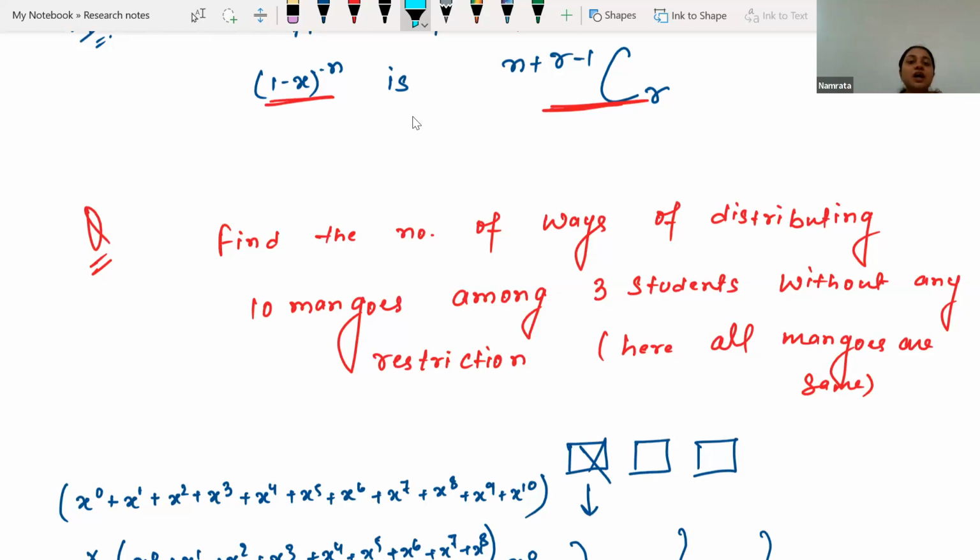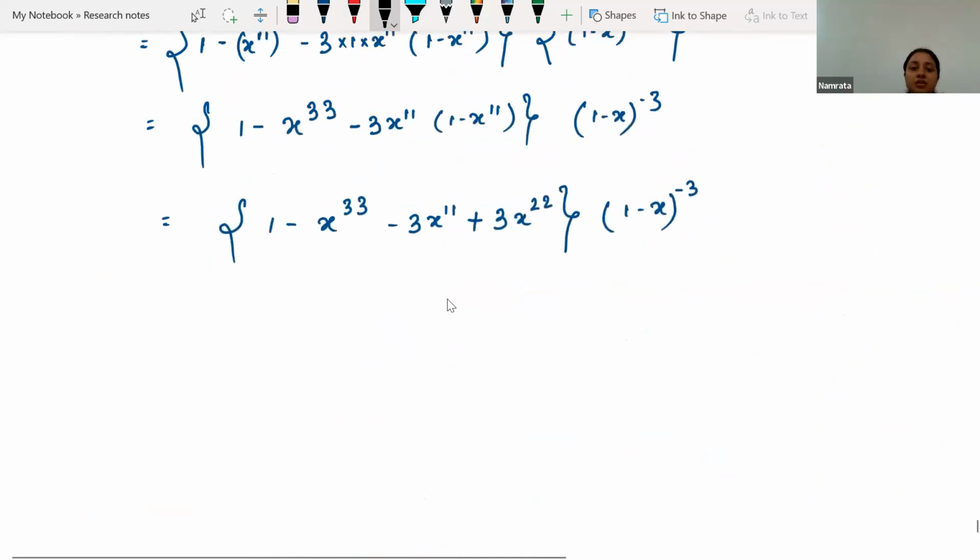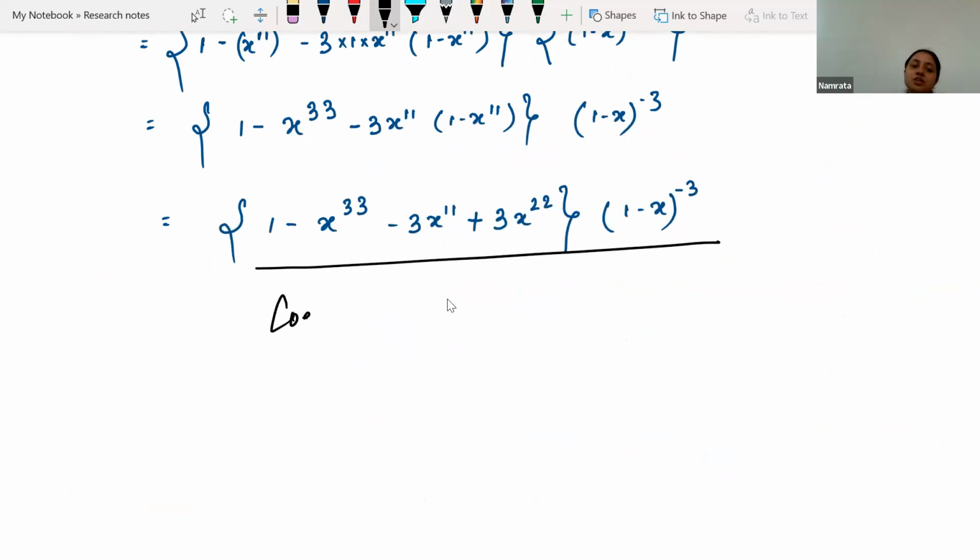Yes, ma'am. So here our purpose, our motto, is to find x to the power 10. We will be finding the coefficient of x to the power 10. Since x to the power 33 is too big, neglect that. x to the power 11 is too big, so we need to neglect that, because we want the coefficient of x to the power 10 when we multiply the curly bracket with that term. So we want to take out the coefficient of x to the power 10 only.